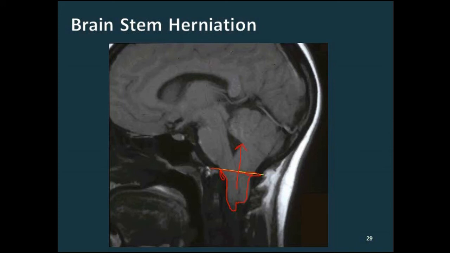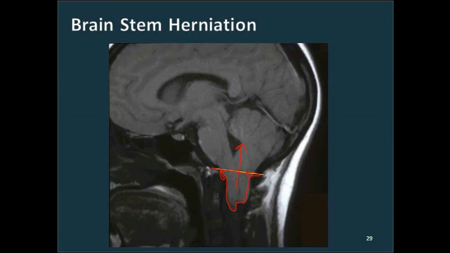Oops. So all of this right here is brain tissue. Okay? And none of it should be down here. It should all be up here. All right? There shouldn't be anything below this little yellow line right here. There shouldn't be anything below that line. All of this tissue should be up here.